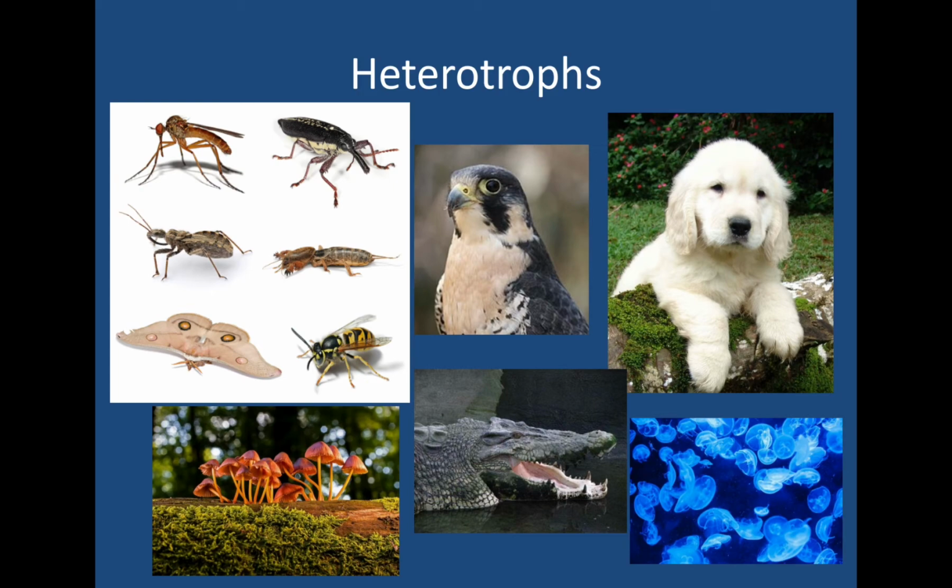Okay? And then those that eat primary consumers are secondary consumers. These are the ones that eat the plant eaters. And then we have tertiary consumers that eat the secondary consumers. And then we have the quaternary consumers that eat the tertiary consumers. And it usually ends there at the quaternary level. But again, it depends on what kind of environment that you're looking at. Okay? So just some examples.